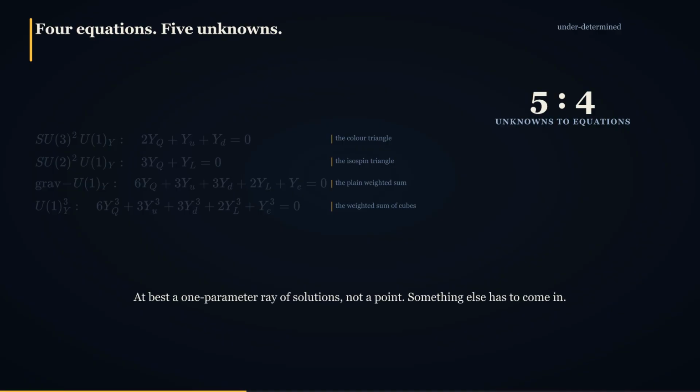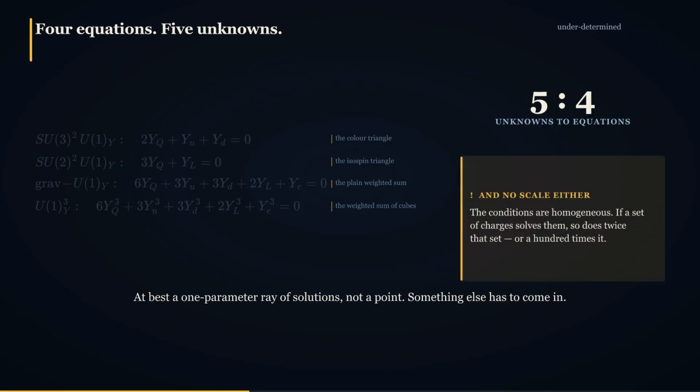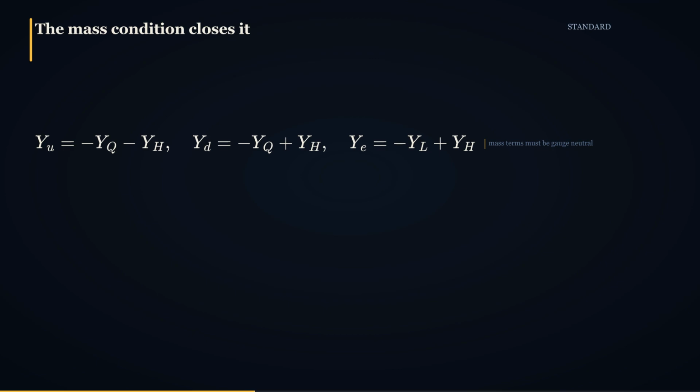And it is worse than that, because the equations do not even fix an overall scale. If some set of charges solves them, so does twice that set, or 100 times it. The something else is mass. Every one of these particles has a mass, and, in this theory, mass comes from 1 Higgs. For that to be allowed, the mass terms must be neutral under the gauge symmetry. 3 more equations tying the charges to the Higgs.